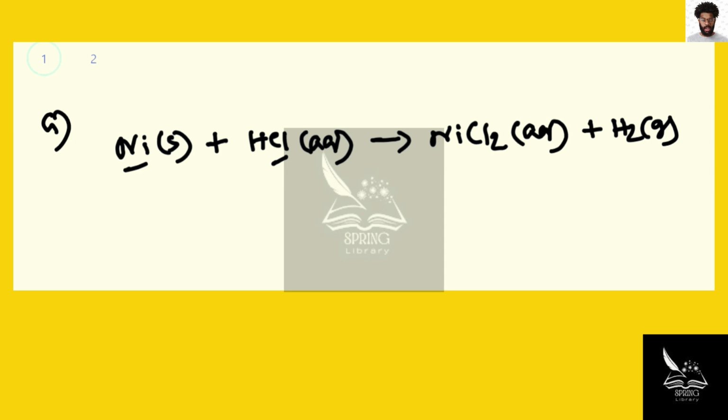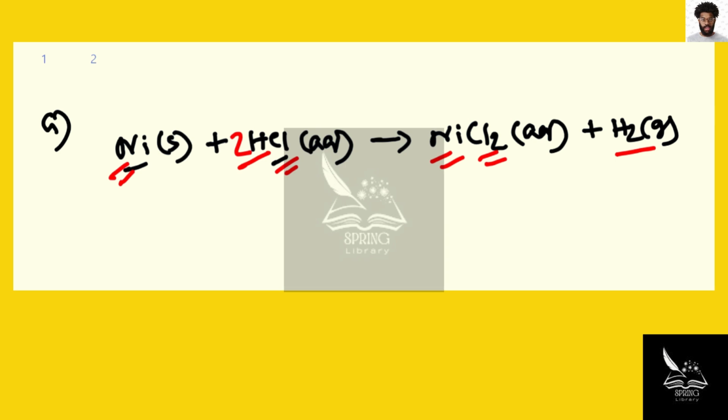So first we balance our metal. Our metal here is nickel, so we have one nickel here and one nickel here. That means we don't have to balance the metal. Now our non-metal here is chlorine, so we have two chlorine here but one chlorine here. That means we have to put a two here, and now we have two hydrogen here and also two hydrogen here. That means the equation is balanced.